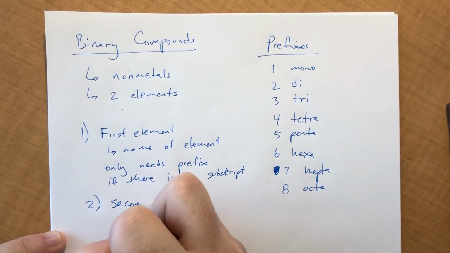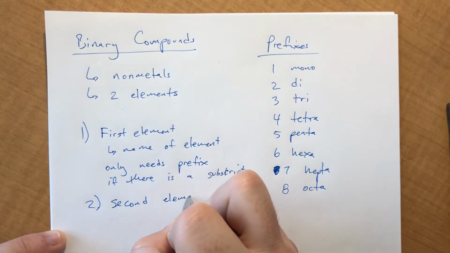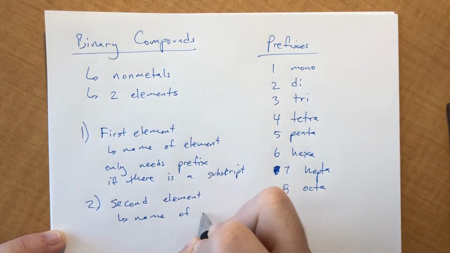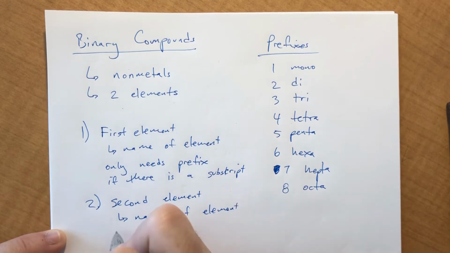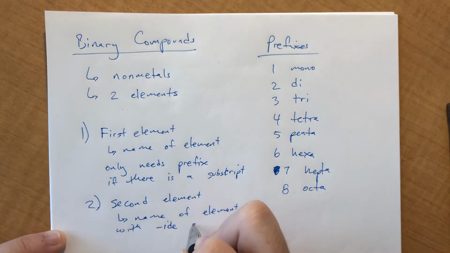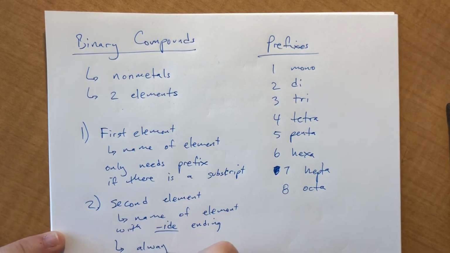The second element, there's no cations or anions on this. There's no charges, which is why we use prefixes. The second element is the name of the element with the IDE ending, and there's always a prefix. Always a prefix.